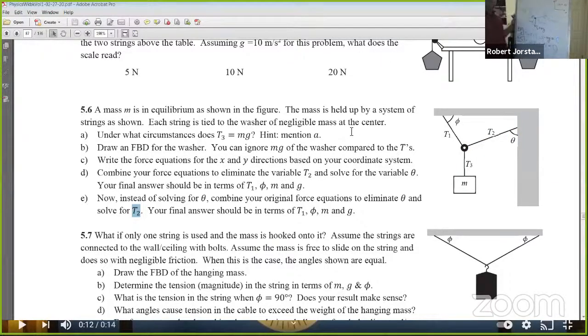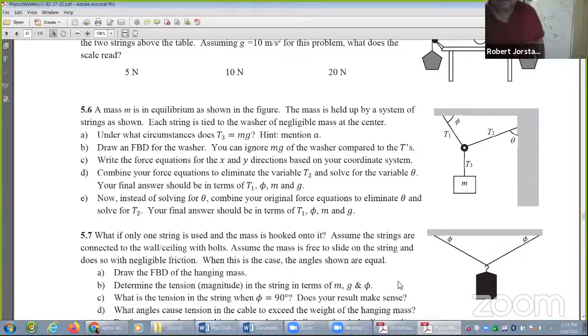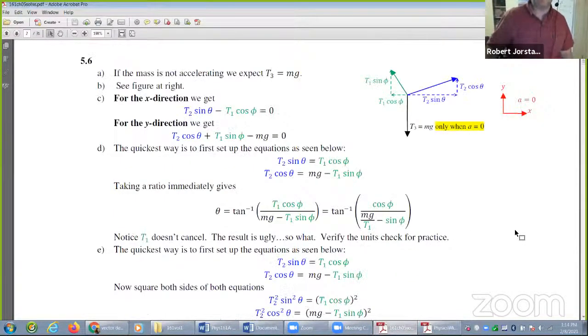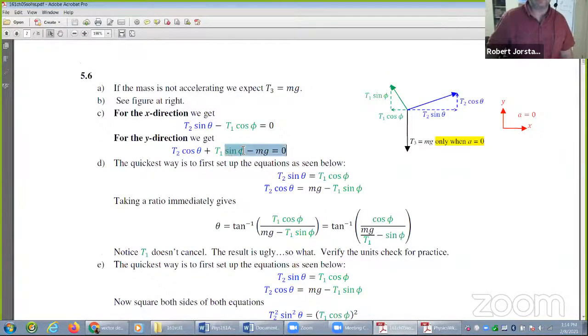Okay. Come on, Zoom. There's getting a little lag there. There we go.